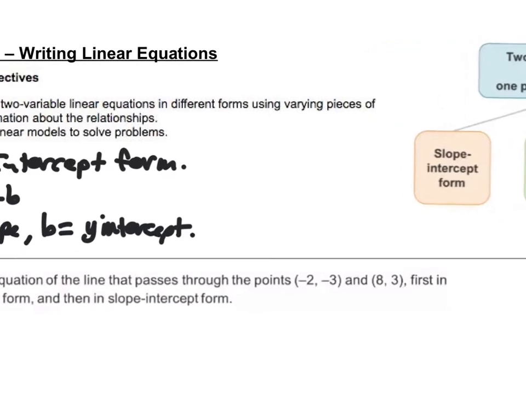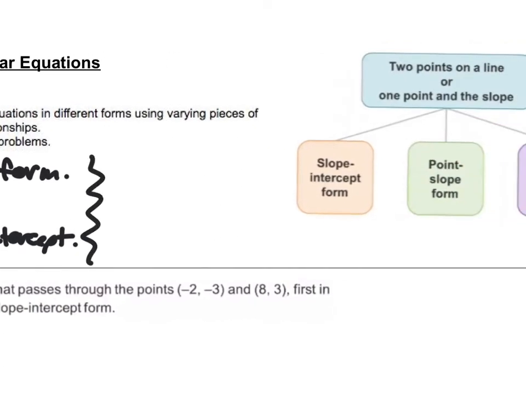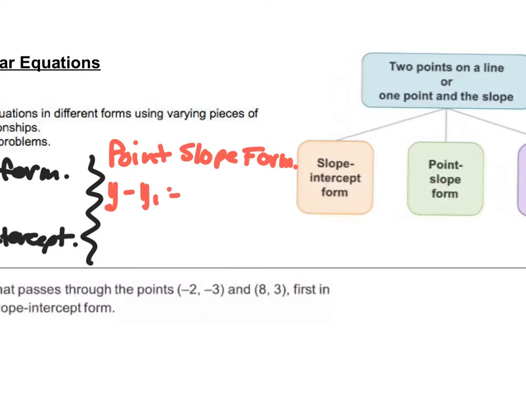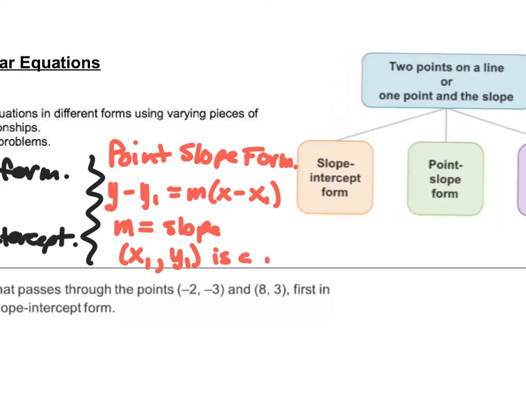The next one that we have is point-slope form. This is the equation y minus y sub 1 is equal to m times x minus x sub 1, where m is your slope and x sub 1 comma y sub 1 is a point on the graph. So in point-slope form, point and slope, you're given a slope and a point on the graph, and you can just write the equation given those two things.